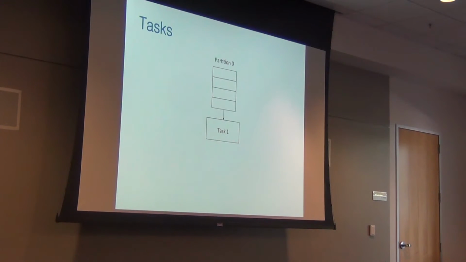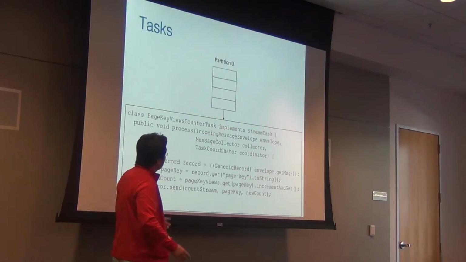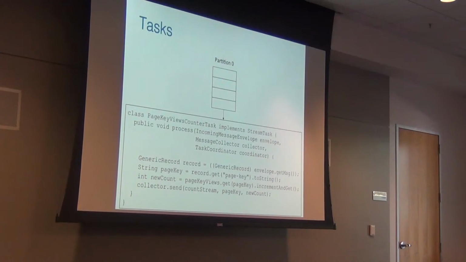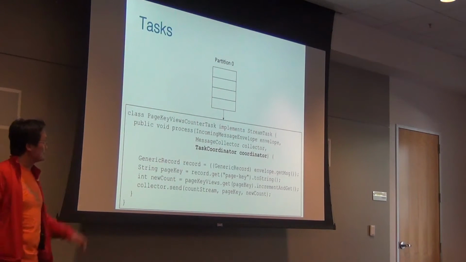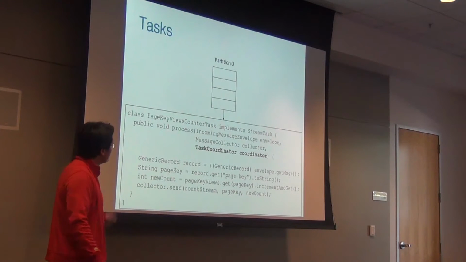This illustrates at a high level what a task means. A single task takes one partition as input. The main interface that Samza exposes and the user needs to implement is called StreamTask, and it has one method called process. It takes an input message envelope, a message collector, which is the interface for you to send out output messages, and a task coordinator, which allows you to decide whether to commit local state or not. Those are the basic interface and the three arguments.